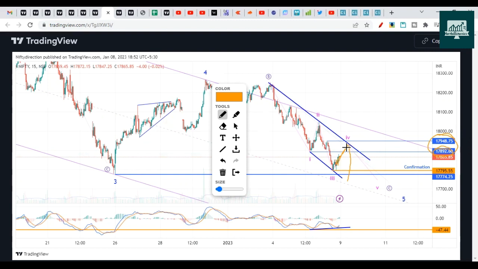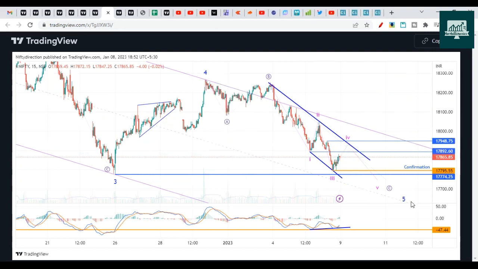Okay, so after coming to this zone, if it starts the drop, watch out for a break of the 17,840 level on the downside. If it breaks this level of 17,840, then we can consider a 100 to 150 points target on the downside, and then a pullback can be expected, which can go towards 18,300 to 400 levels.